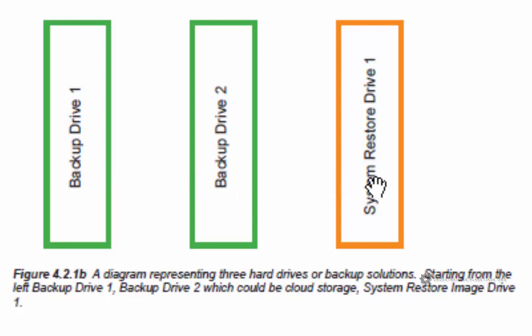Now, as far as differences in hardware goes, it's pretty much a size thing. Maybe this system restore drive is a little bit smaller than these 2 backup drives. Some people choose to make them all the same size, like all 2 terabytes, and some may choose to make the backup drives 2 terabytes and the system restore 1 terabyte. It's totally up to you what size you purchase, as long as you can fit all of your data and a copy of your operating system onto the drive.